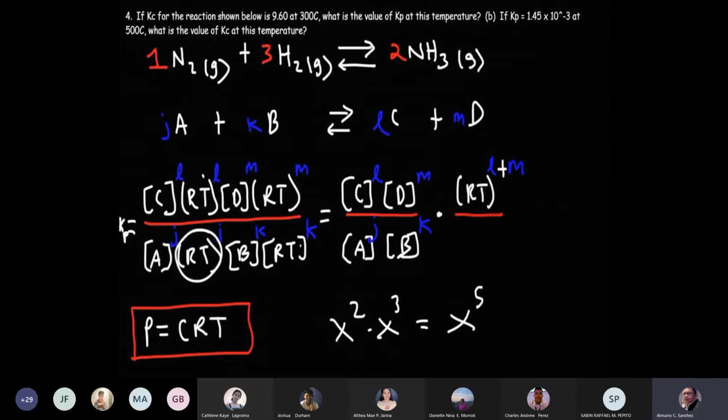And then we could do the same thing with those two. We can multiply them, and then add these two exponents together, J and K. So we're going to have RT raised to the J plus K.